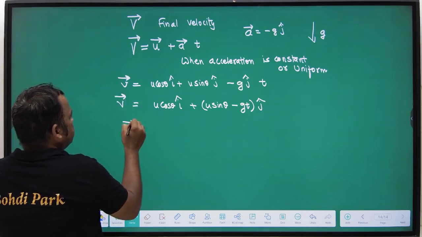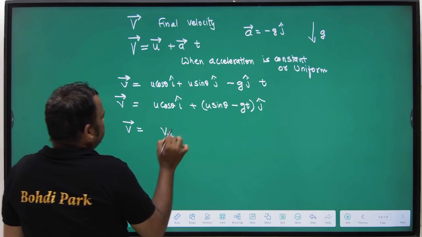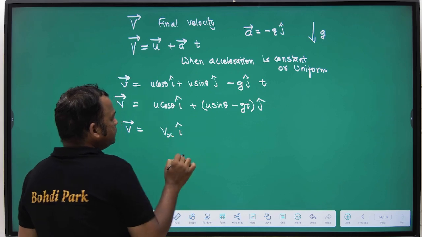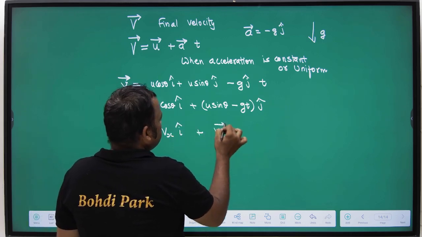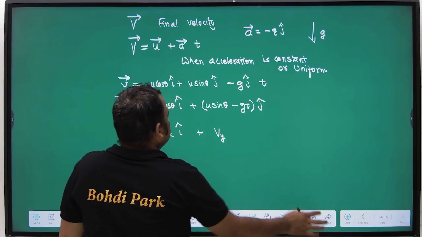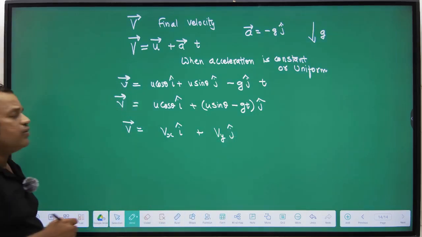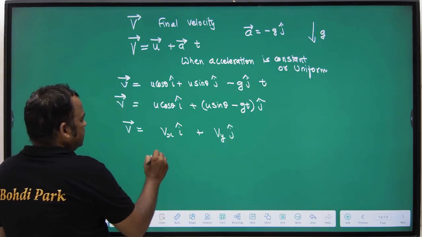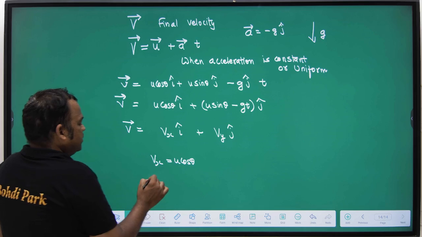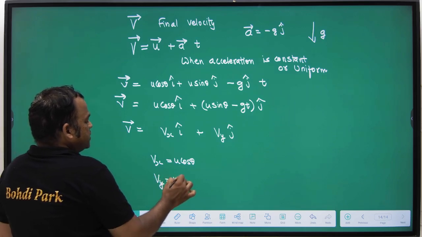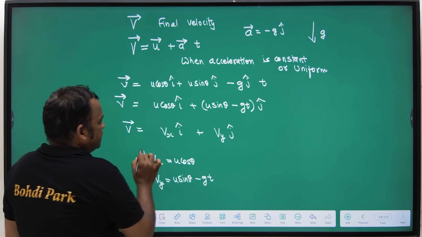So the velocity vector has two components, which is vx, the x component, and vy, which is the y component. So the x component of final velocity is u cos theta, and the y component of final velocity is u sin theta minus gt.